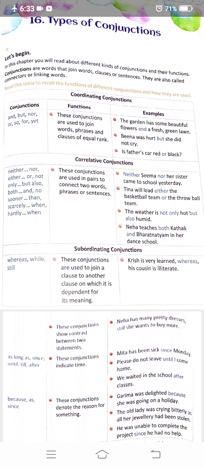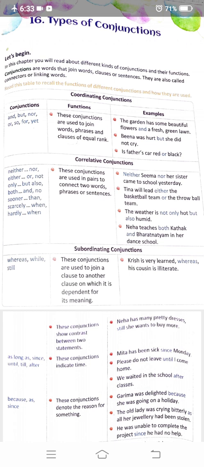The garden has some beautiful flowers and a fresh green lawn. The next is, Bina was hurt but she didn't cry. Next is, father's car red or black? So now, students, you can see that we are using the coordinating conjunctions and, but, nor, or, so, for, yet according to our sentences, as we used in the examples: and, but, or.